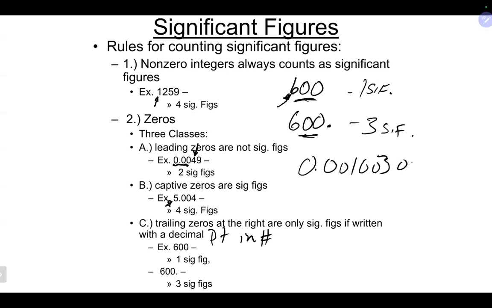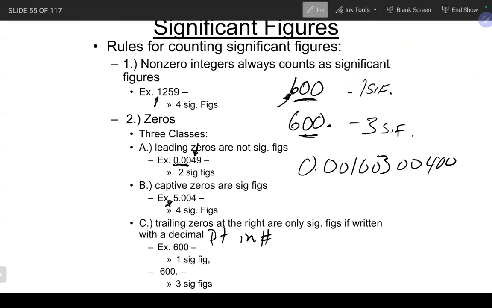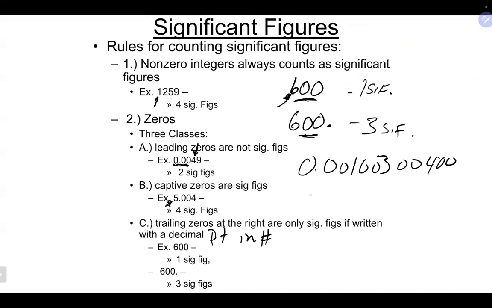0.001003030. This would have how many significant figures? This was like a measurement. I'm not sure how you get that measurement. Oh, I'm not sure because I was just writing numbers. So let's see here.